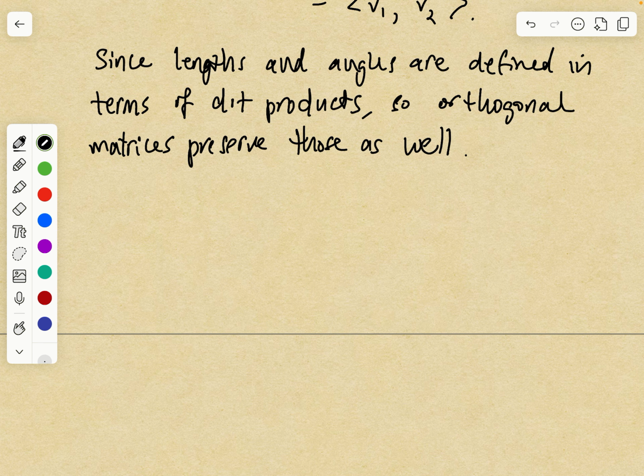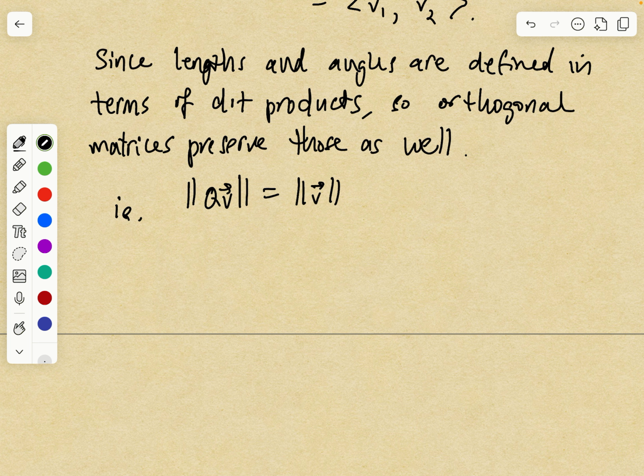So what it means to preserve length is that if I take a vector v in Rn and then multiply it on the left by an orthogonal matrix, the length of the output is equal to the length of the input vector. Okay, that's what it means for the orthogonal matrix to preserve lengths.